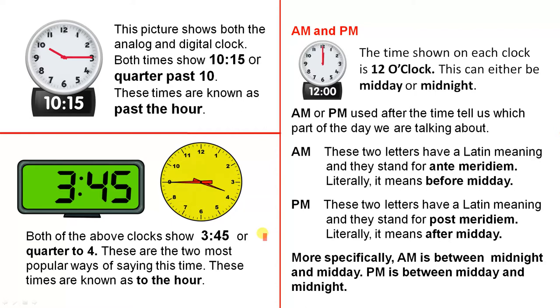Both of the above clocks show 3:45 or quarter to 4. These are the two most popular ways of saying this time. These times are known as to the hour.